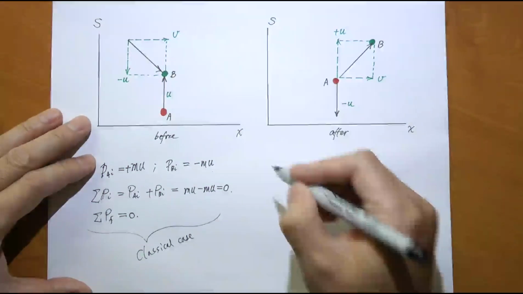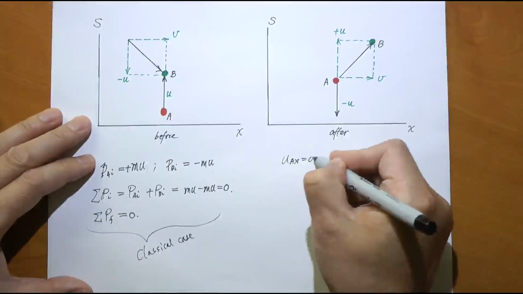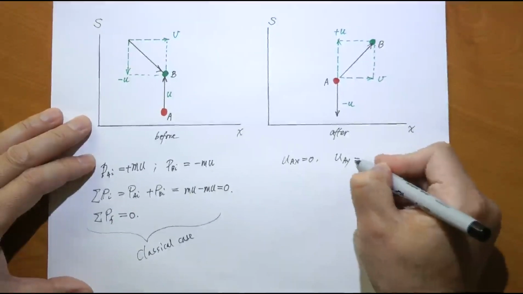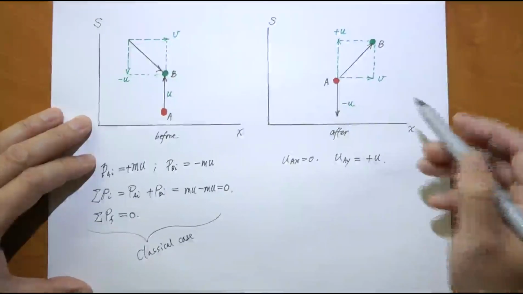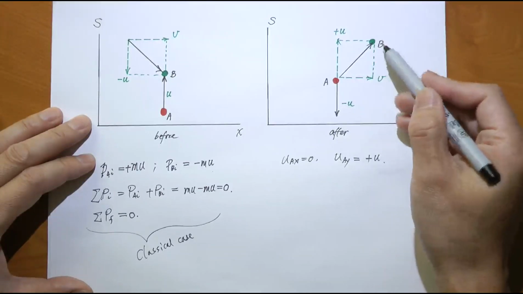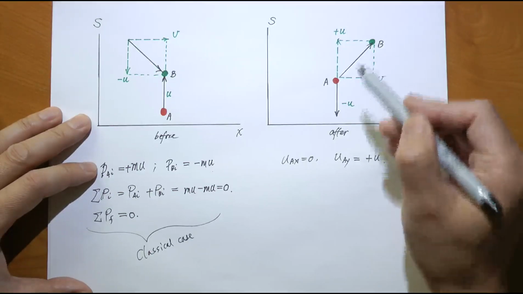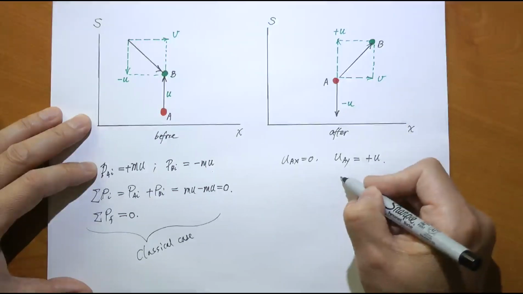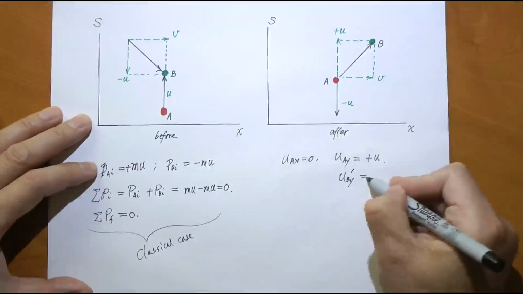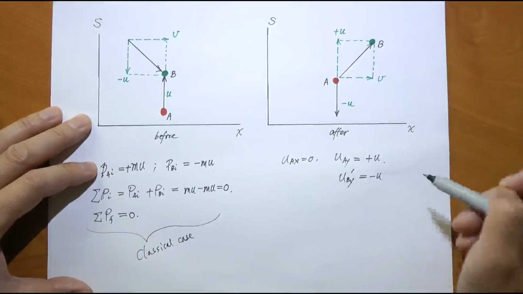Well, before the collision, for ball A, I have UAX equals 0 and UAY equals positive U. That's measured in the S frame. Okay, and what about ball B? Well, for ball B, measured in the S prime frame, I have UBY prime. I have to use prime because in the S prime frame it equals negative U. Remember, in the S prime frame it's negative U, but in the S frame it's a different story.